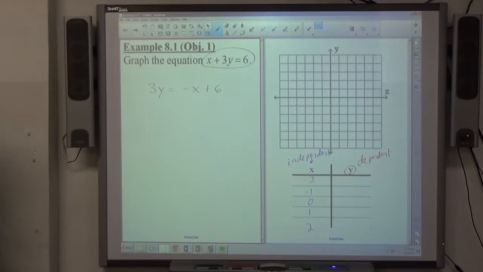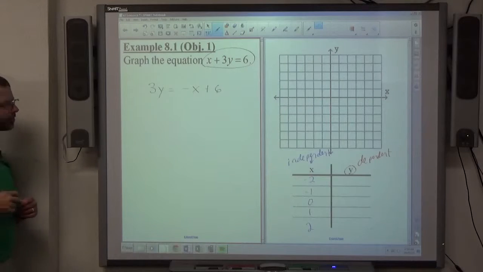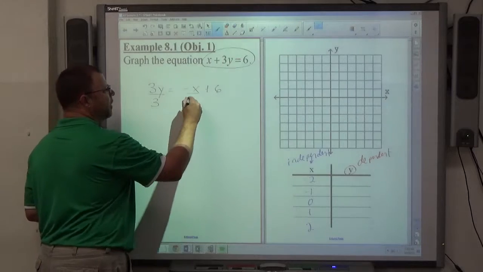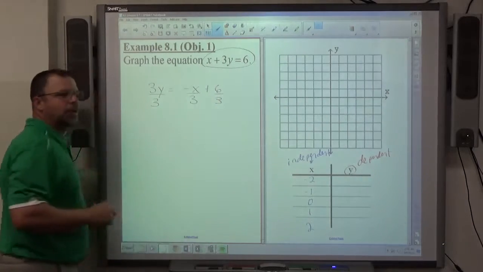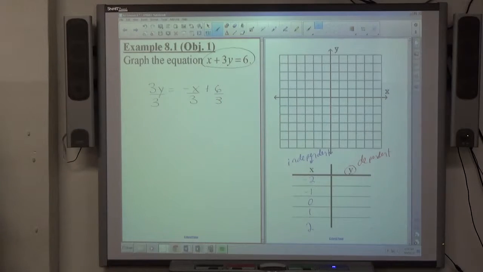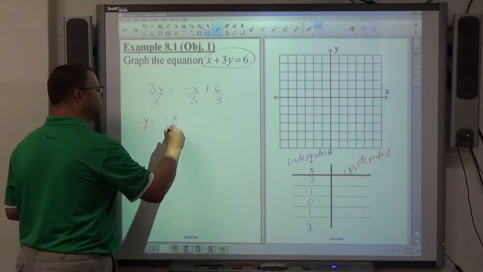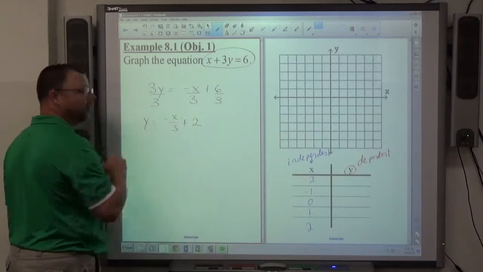So 3y equals negative x plus 6. When I move the x across the equal sign, it becomes negative. Then I divide by 3. And I want to divide each piece individually by 3. So that gives me y equals negative x over 3 plus 6/3, which is 2, right?